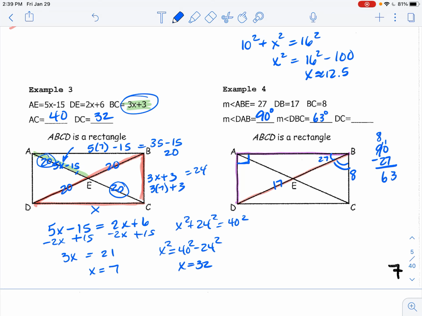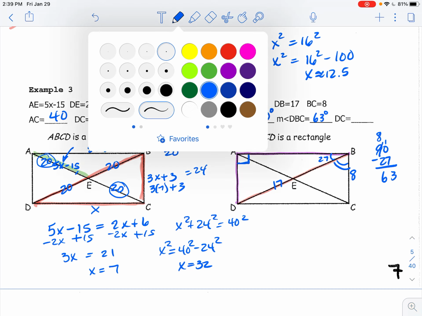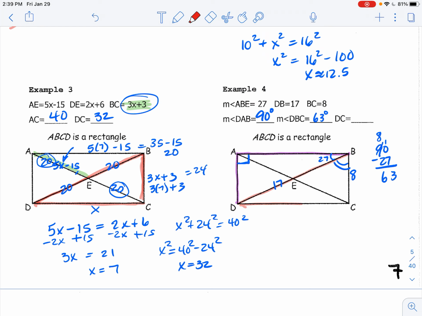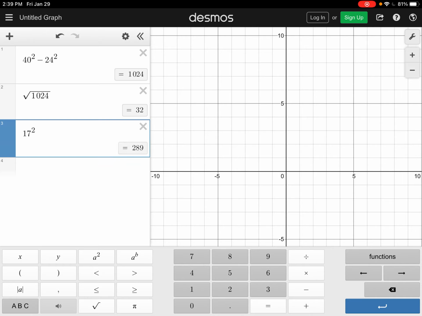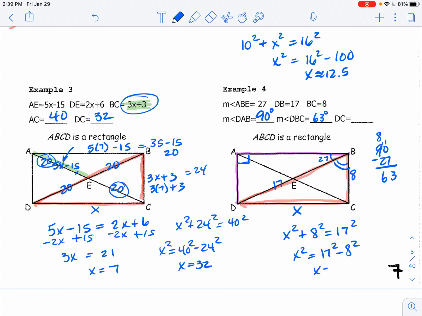And then the last one, DC. Okay, so this is going to give me another right triangle right here. This time, again, I'm finding the base of this. My hypotenuse is 17, so it's going to be x squared plus 8 squared is equal to 17 squared. If I subtract 8 squared, I have 17 squared minus 8 squared. Let's take that to Desmos. And of course, I want to take the square root, and that's 15. So x is equal to 15, and that is what DC is.